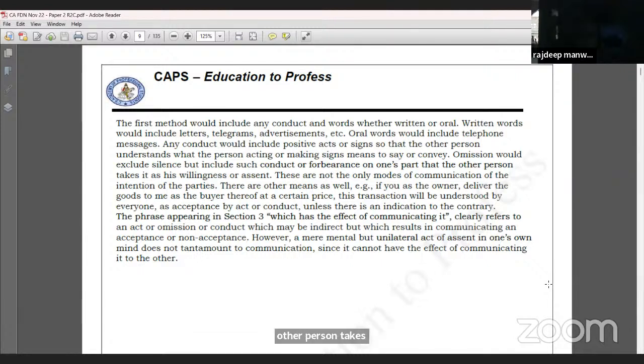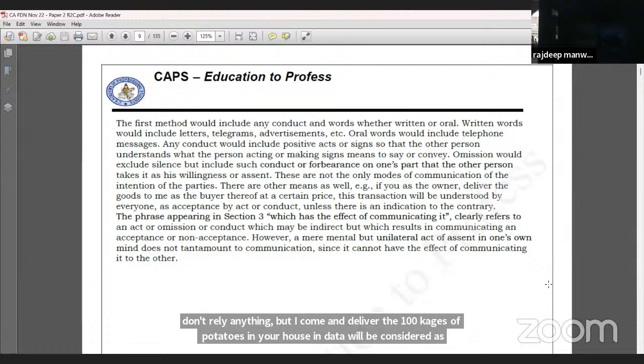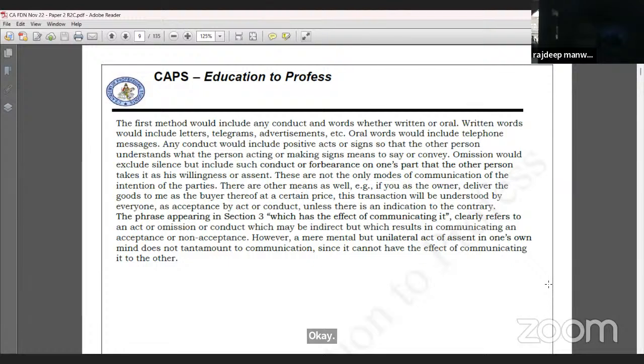These are not the only modes of communication of the intention of the parties. There are other means as well. For example, if you as the owner deliver the goods to me as the buyer thereof at a certain price, this transaction will be understood by everyone as acceptance by act or conduct. You sent a letter saying, I want 100 kgs of potatoes. I don't reply anything, but I come and deliver the 100 kgs of potatoes in your house. Even that will be considered as acceptance. This is all communication of acceptance.